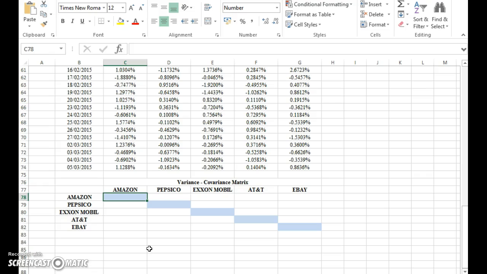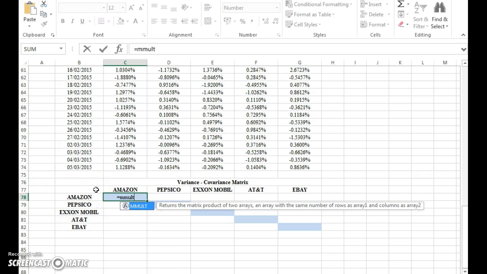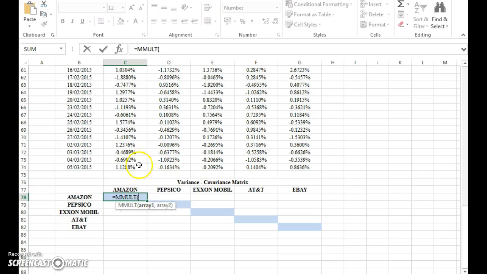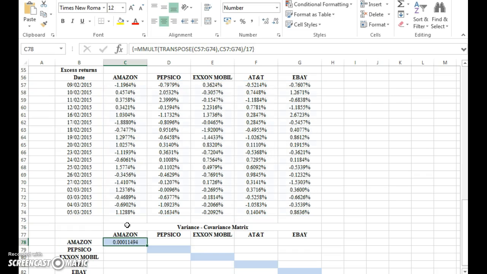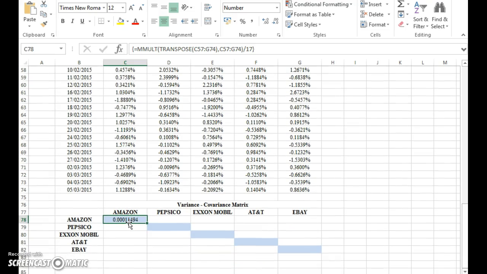To get the matrix, we take the transpose of the excess returns and multiply it by the excess returns, and then divide it by the number of observations. We do this by entering the function equals MMULT. We MMULT multiply and then transpose the excess returns here for given excess returns, and then we divide by the number of observations, which we have 17. Now we press Control, Shift, and Enter to get the value for variance for Amazon stock.